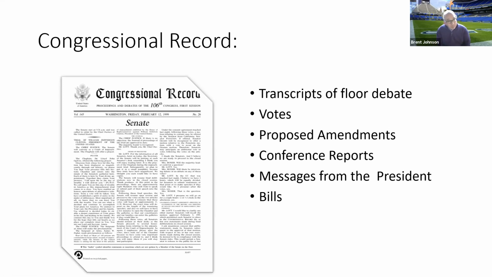Congressional Record. Transcripts of the floor debates are the main thing that are going on in the Congressional Record. You'll get the votes on the bills. You'll get prints of the proposed amendments included. Oftentimes the conference reports that accompany the bill will be published in the Congressional Record, as well as messages from the president. Executive orders will be found in the Congressional Record, etc. And then the final version of the bill usually appears in the Congressional Record as well.